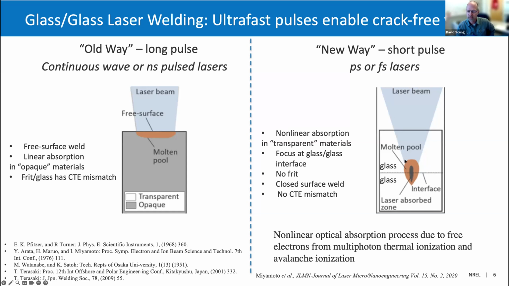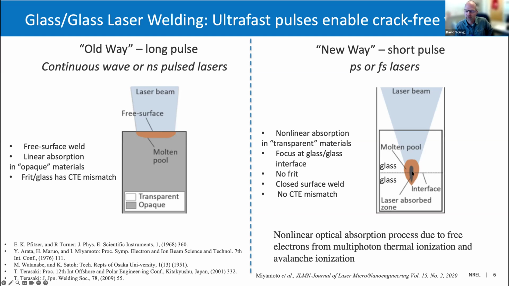But when you focus the laser, you get this nonlinear absorption, which is essentially absorption due to free electrons from the multi-photon thermal ionization and avalanche ionization. So you're stripping electrons, and then those electrons create the plasma, and the plasma then absorbs more photons. So it's kind of an avalanche sort of exponential absorption of the photon energy. So that allows you to actually focus the laser anywhere you want and deposit the energy where you want it.